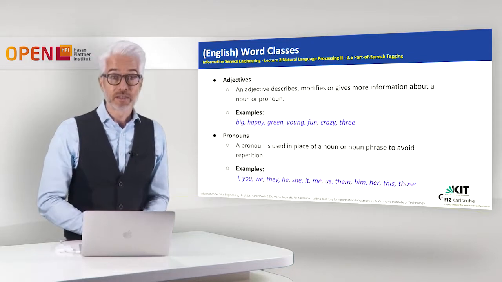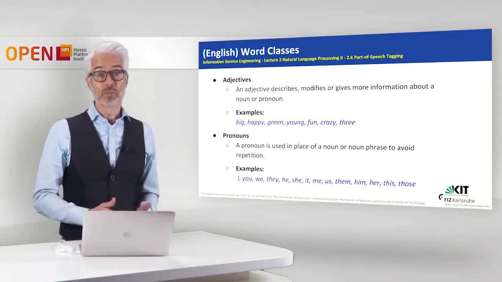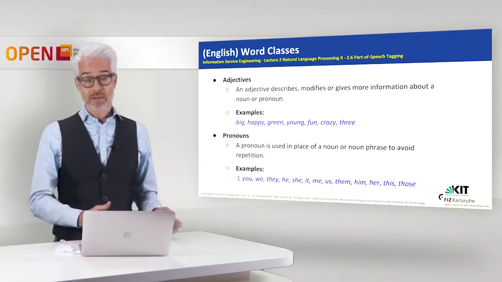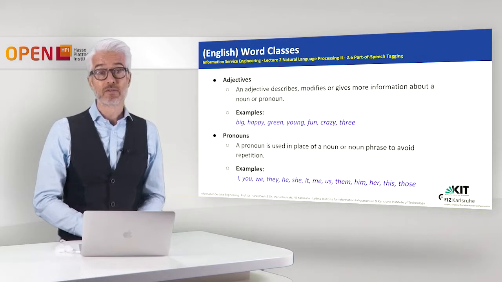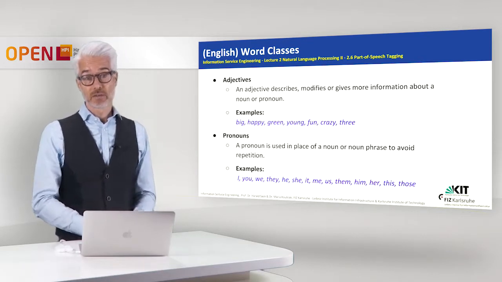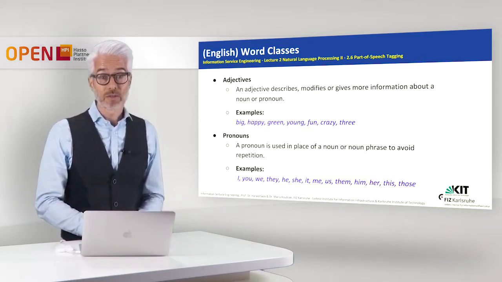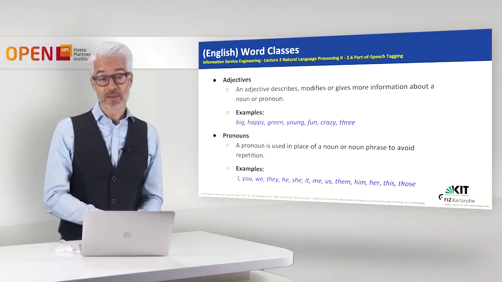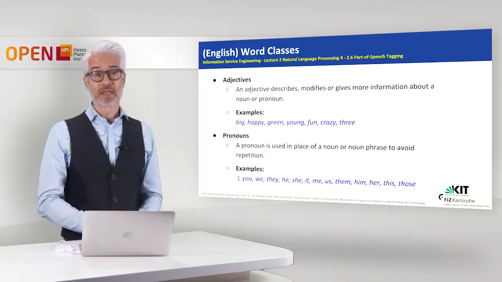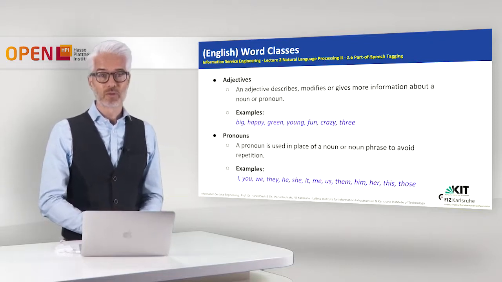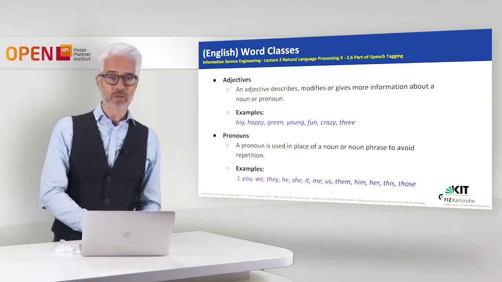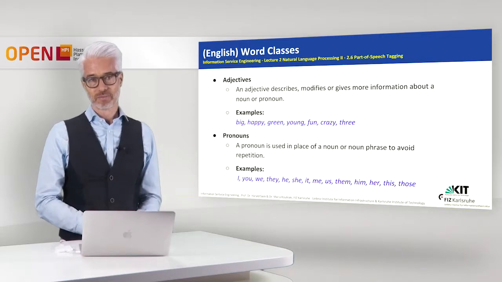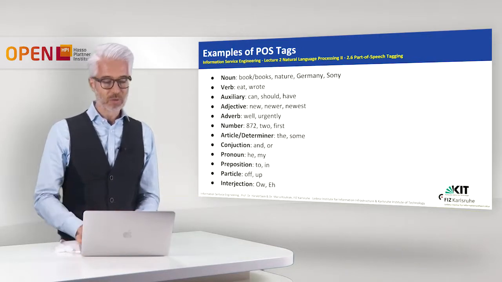Then there are adjectives. Adjectives describe or modify or give more information about nouns and pronouns, like big, happy, green, young, funny, crazy, and so on. And then there are pronouns, which are used in place of a noun or a noun phrase, simply to avoid tiresome repetitions. Pronouns, for example, are I, you, we, they, he, me, it, and so on. So these are the 4 most important classes.